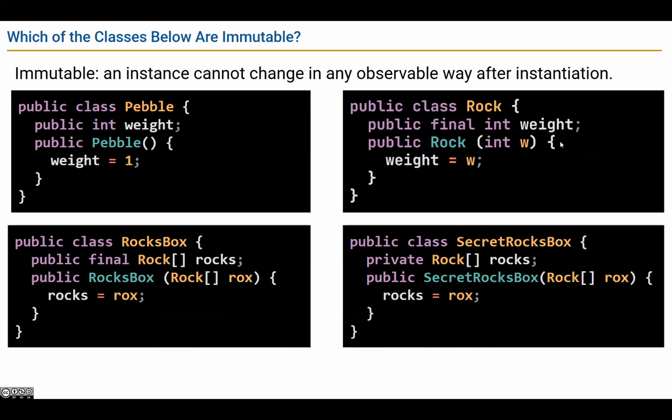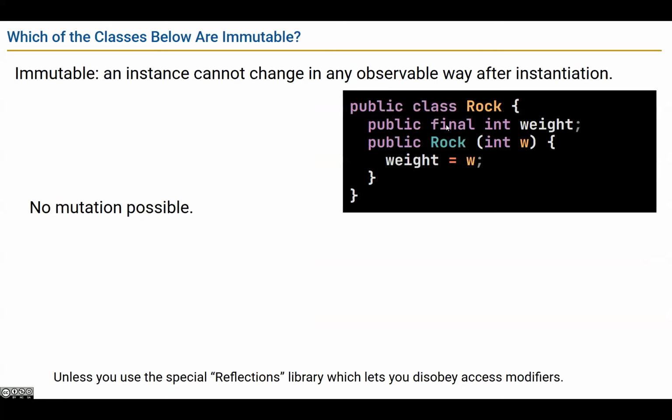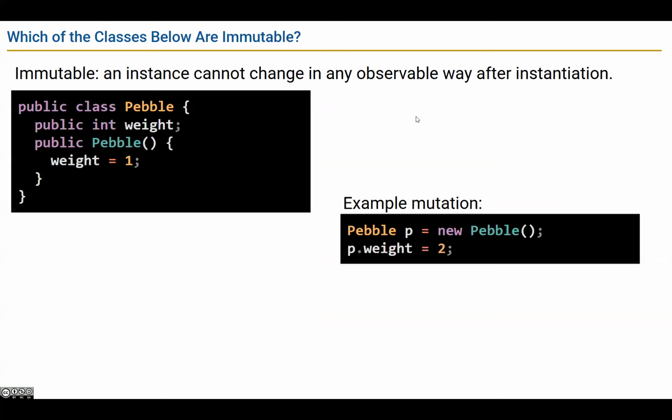What about the second one? How many people think it's mutable? It's immutable? Yeah. No mutation is possible. Now, there is a way to change things if you use this reflections library, which lets you disobey these modifiers. Because in Java, if there is a will, there is a way. But we're not talking about that. We're going to assume it is immutable.